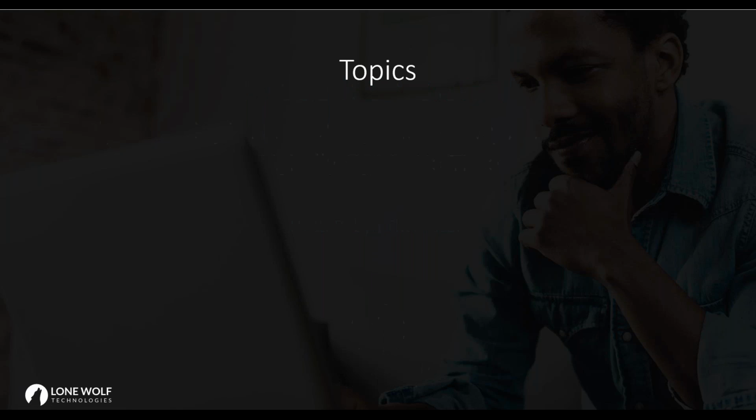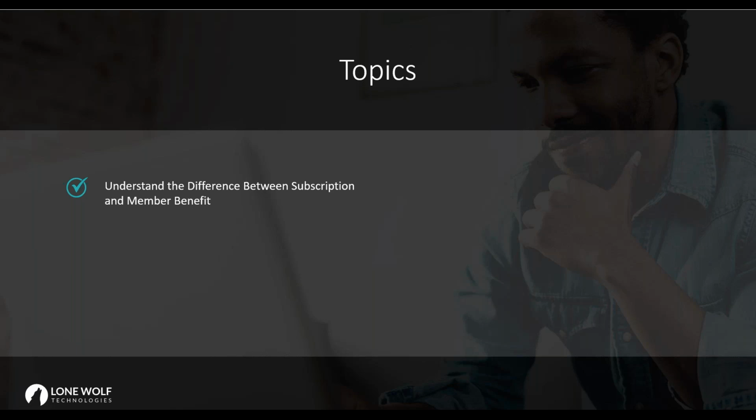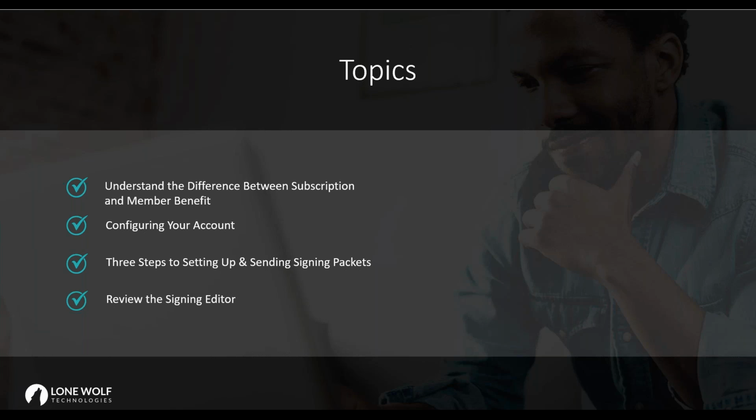So now for the topics that we are going to cover in today's training. So we're going to walk through the difference between a subscription and a member benefit. And then we're going to configure your account. So that really means just changing your account settings so that ZipLogic's Digital Ink 2.0 will be your default e-signing tool. And there are 3 steps to setting up and sending out a signing packet, and we will be taking those steps together. And we're also going to be reviewing the signing editor area, so exploring the tools that are available in there.